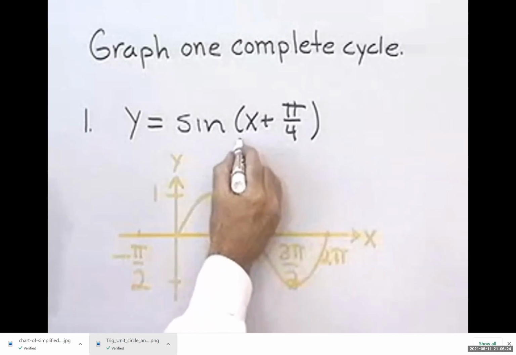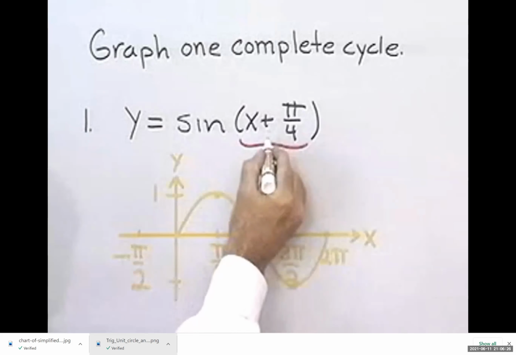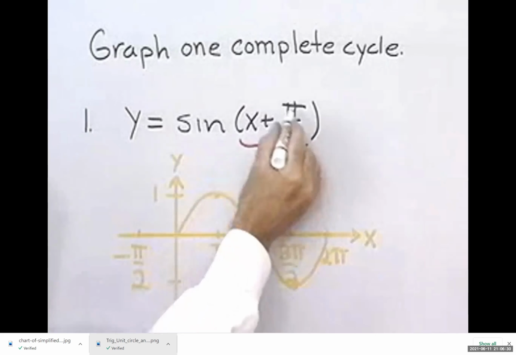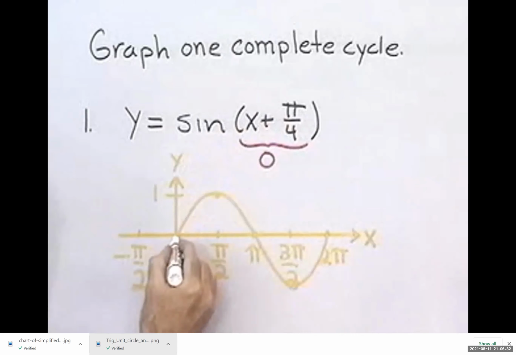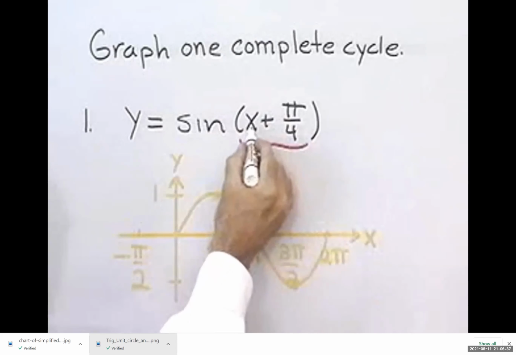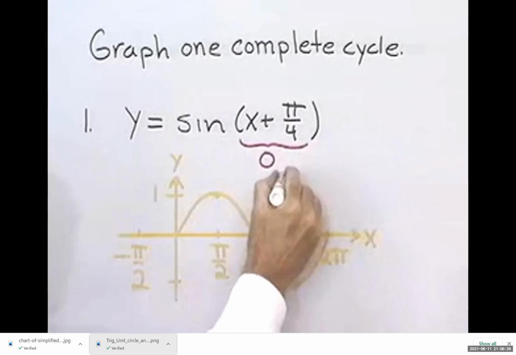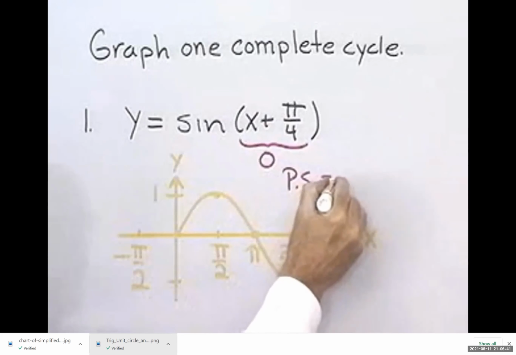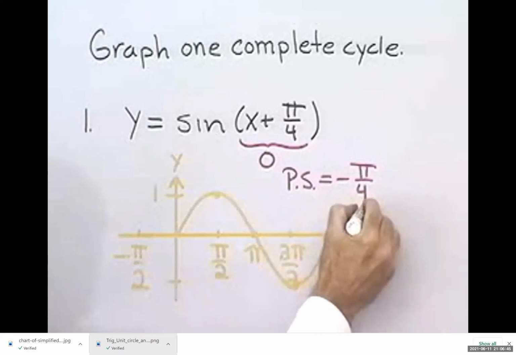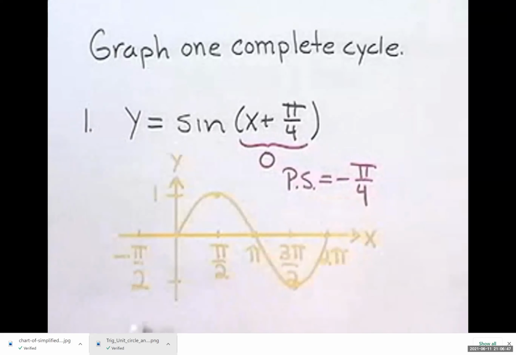So you might just ask yourself here, what would it take in here to make that 0? Because I know that when I have 0 right here, the sine of 0 is 0, and that's kind of like where the graph starts. So if I say, well, what will make this expression 0? The answer is negative pi over 4, and that also is the phase shift for this graph. The phase shift is equal to negative pi over 4.